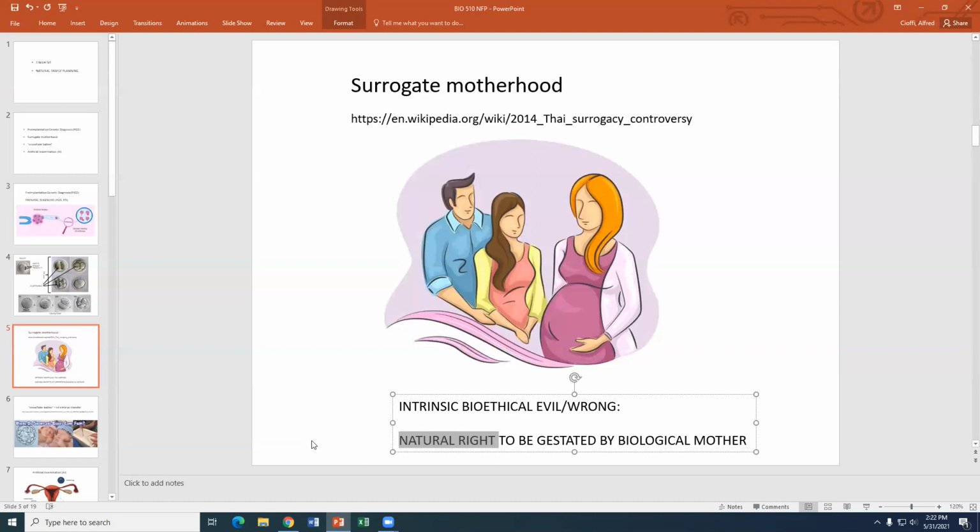And it has been said many times by many regimes that positive laws are good in the sense that they protect natural rights and natural law. And it makes a lot of sense. So we have a natural right to be gestated by our biological mother, by the mother who is giving us her genetics, all right?